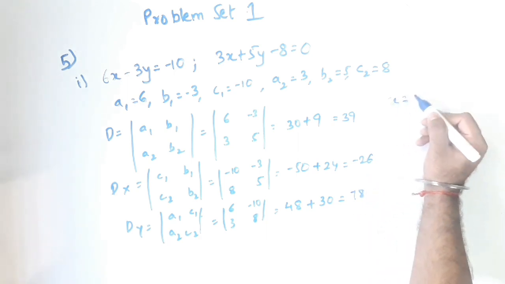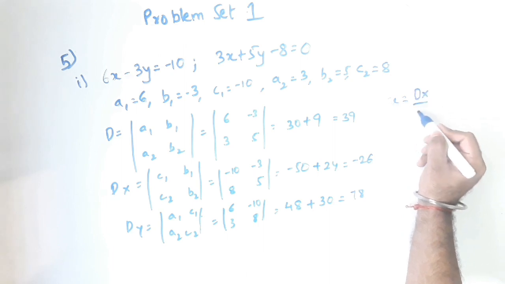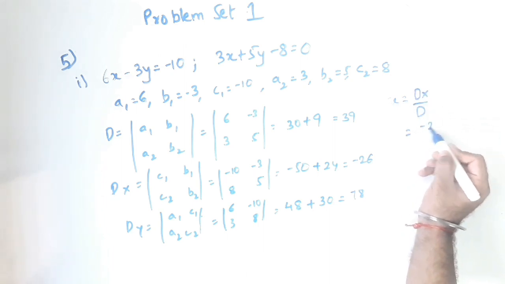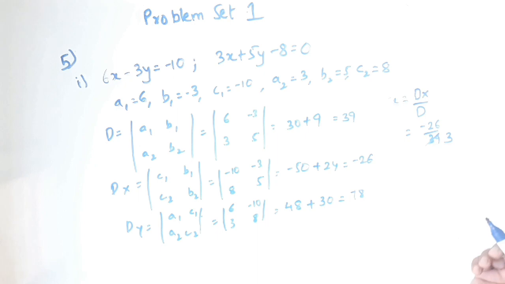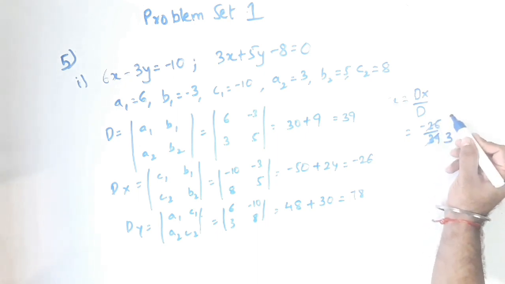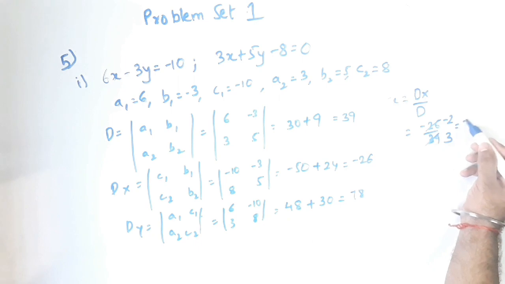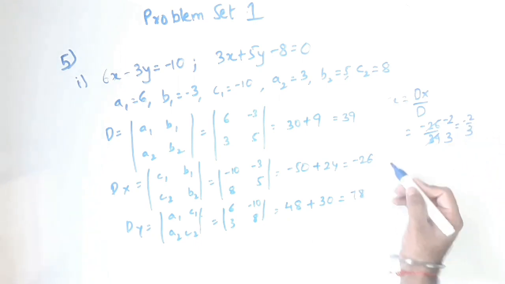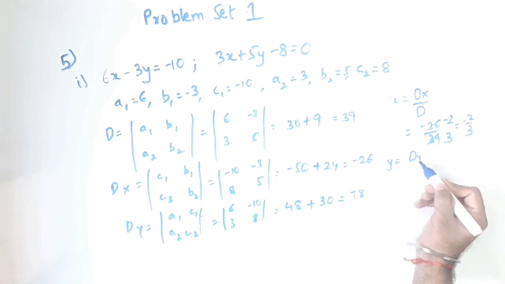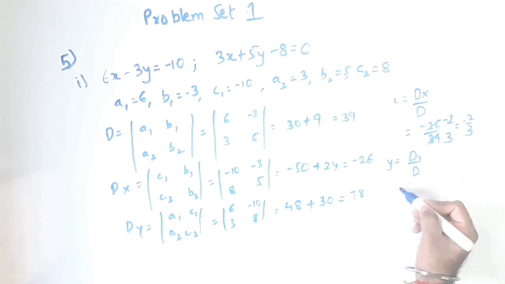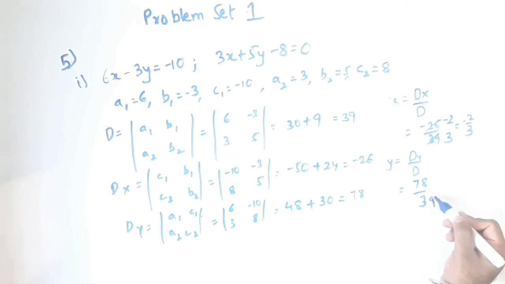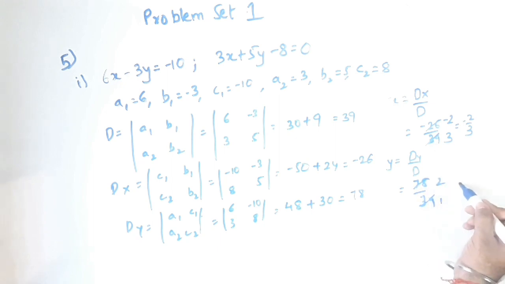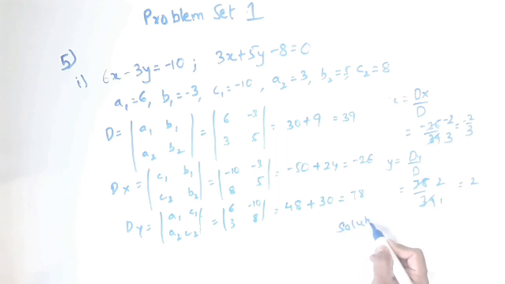So what is the formula for x? Formula for x is dx upon d. Dx is minus 26 upon d is 39. So you know they are multiples of 13. 13 3s are 39, 13 2s are 26. So your answer for x is minus 2 by 3, and for y it is dy by d. What is dy here? 78, and what is d here? 39. So 39 1s are 39, 39 2s are 78. So you got y equals 2. So you can write the solution at the end.